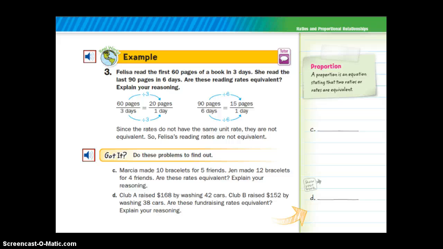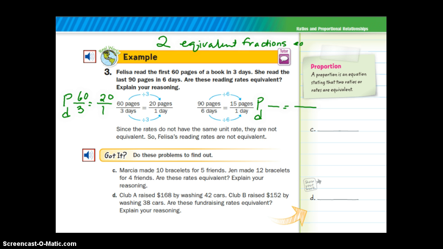So I will keep it simple by going a P and a D, pages a day, 60 and 3. 3 goes into 60 20 times, so I know she's doing 20 pages a day in that case. And then I come over here. Again, my second line is equal line, because if you're doing a comparison, remember there will always be 2 equivalent fractions each.